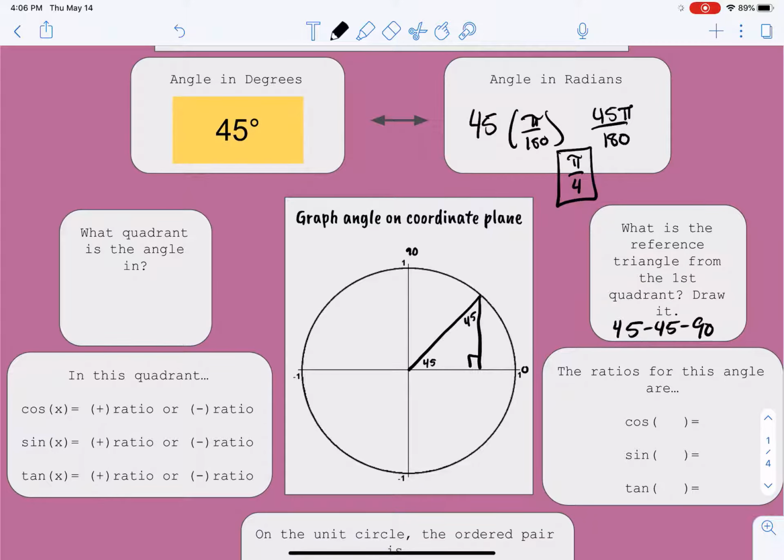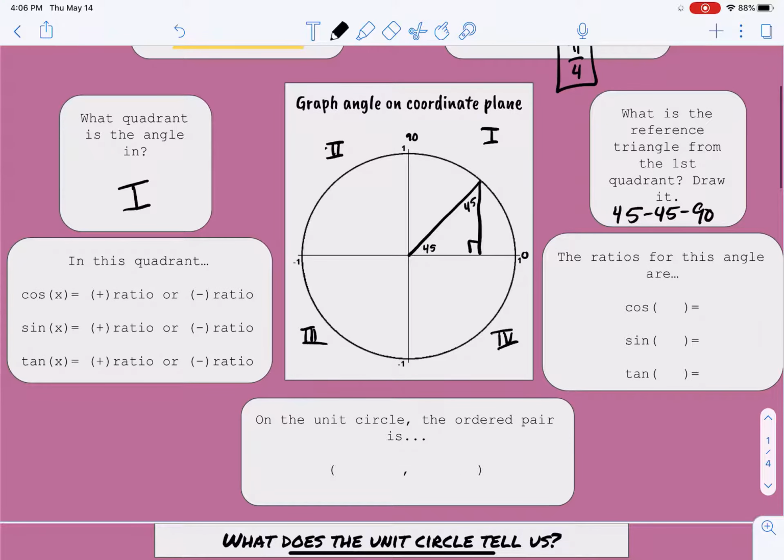Okay, what quadrant is this in? This is in the first quadrant. Remember, we have quadrant 1, we go counterclockwise around to quadrant 2, 3, and last 4. So these are our quadrants. And then we are going to figure out the ratios. Okay, so this is where we're going to use those leg lengths of our special right triangle to determine cosine, sine, and tangent.